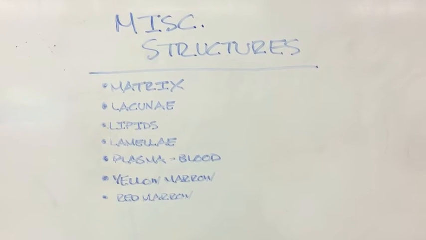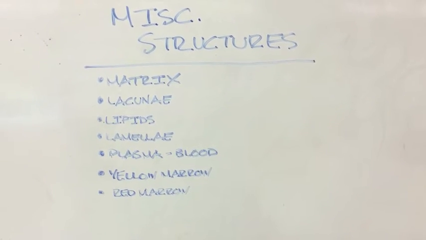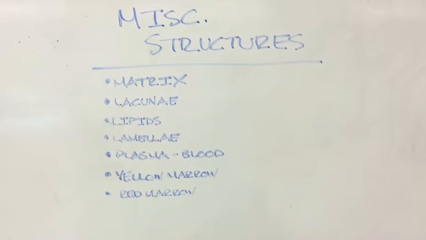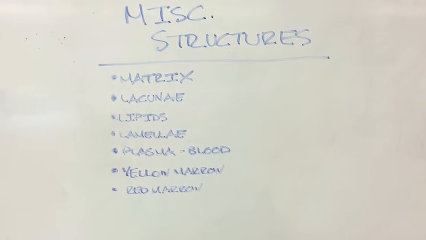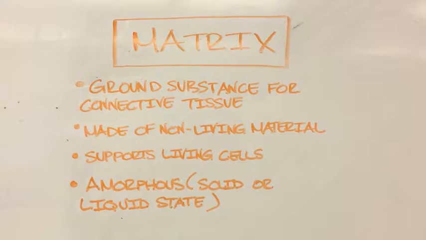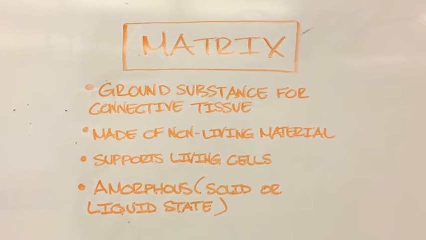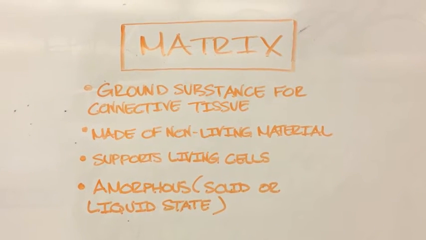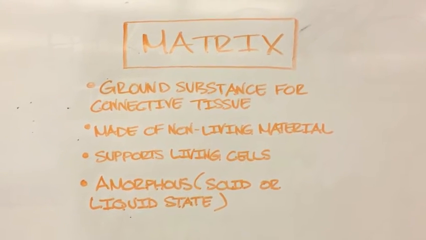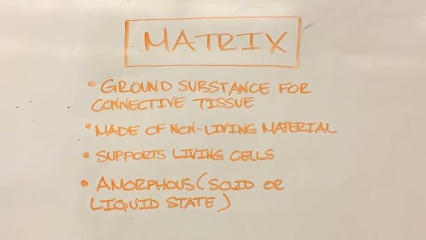The miscellaneous structures that make up connective tissue consist of the matrix, lacunae, lipids, lamellae, plasma and blood, yellow bone marrow, and red bone marrow. The matrix is the ground substance for connective tissue. It is made of non-living material, usually the 3 fibers previously mentioned. It supports living cells and is amorphous, meaning it can be in a solid or in a liquid state.